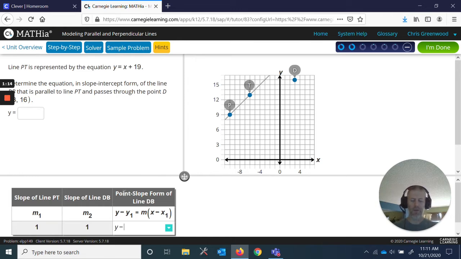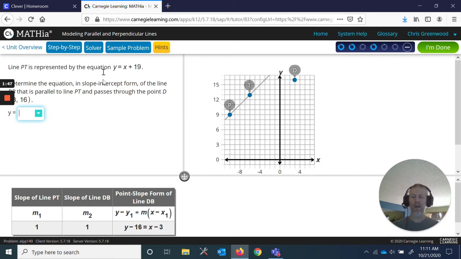So for my equation, y minus my y1, that's easy to see, that's 16, equals my m for slope of line DB, which we calculated here as 1 over 1, or just 1. x minus, and I can't really tell what that is, but I think it's supposed to be a 3. So if I look at D on my graph at 16 here, it's over 1, 2, 3. So I'll put that in and see if that's right. And sure enough, it's a 3. Just this button is hiding it for my video recording.